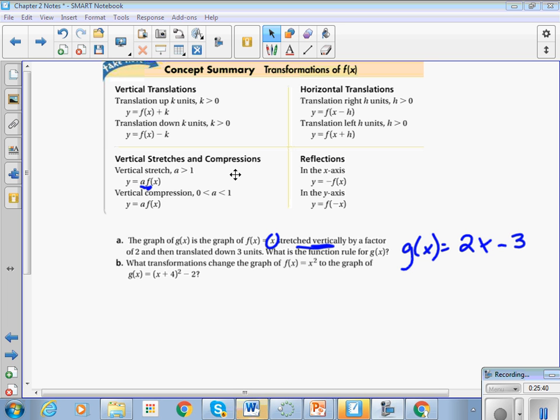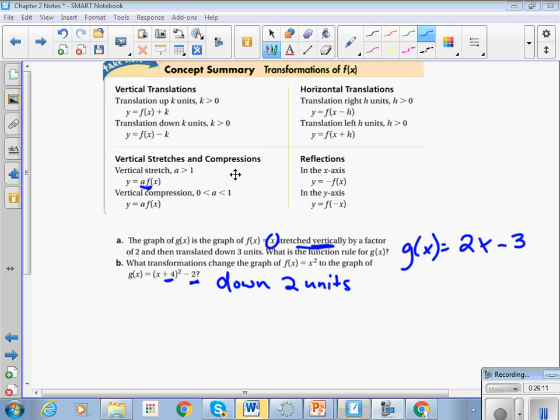All right, so let's look. We're going to take it to the next level. We've got f of x equals x squared. What transformations change the graph of f of x equals x squared to the graph of g of x equals (x plus 4) squared minus 2? So we definitely know this minus 2 moves it down 2 units. But what does this plus 4 do? What does the plus 4 do?